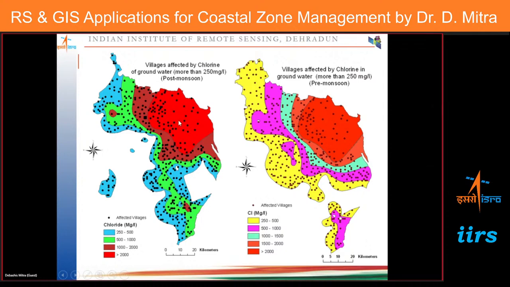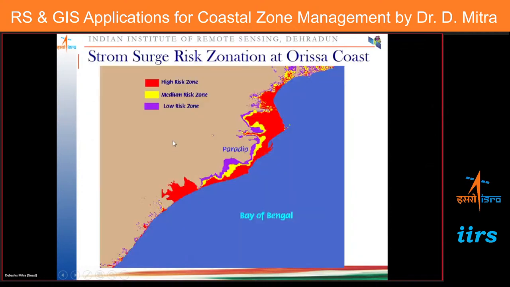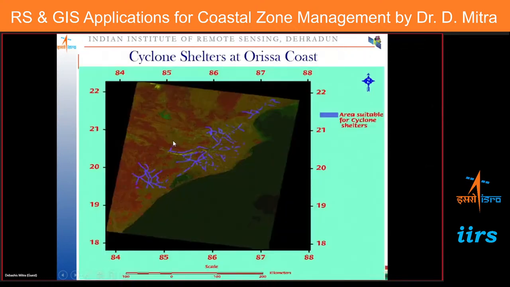And then along with every village, we have the population data from the census department. And we see the population, and we can find out how much population is affected with more than 250 mg per liter chloride content in their potable water in the pre-monsoon time and in the post-monsoon time. So this side is the pre-monsoon time. So you can see the pre-monsoon, more villages are affected. In the post-monsoon, less number of villages. Same way, these things have been done.